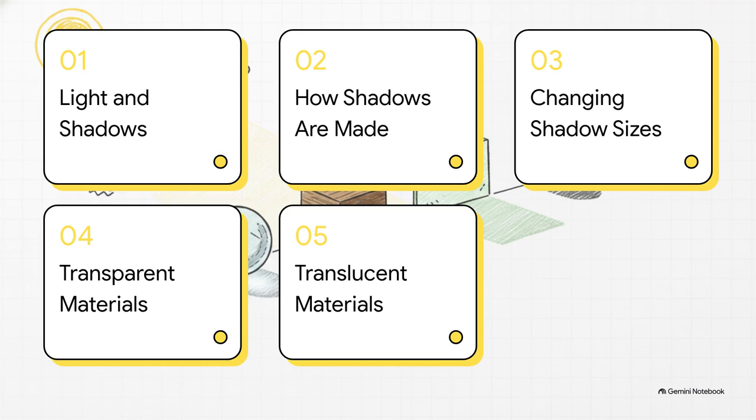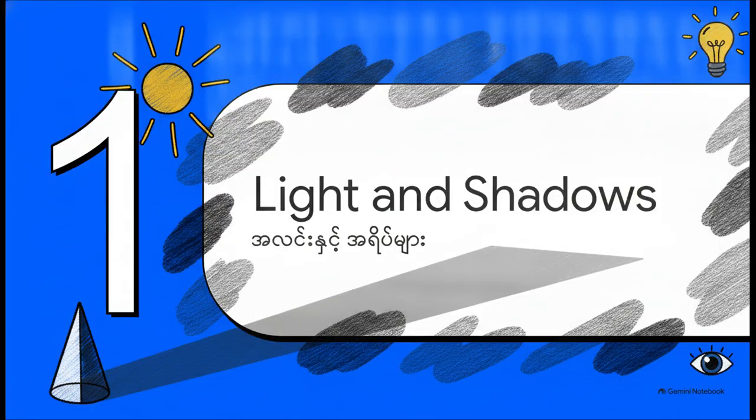Okay, here's our game plan for today. 5 quick sections. First, light and shadows. Second, how shadows are made. Third, changing shadow sizes. Fourth, transparent materials. And finally, Section 5, translucent materials. Let's kick things right off with Section 1, light and shadows, or alin and adipnya.